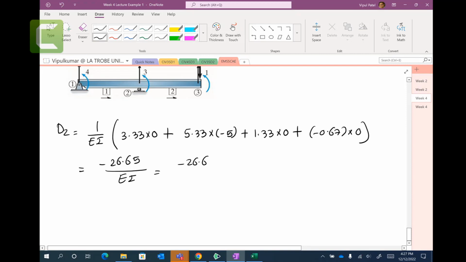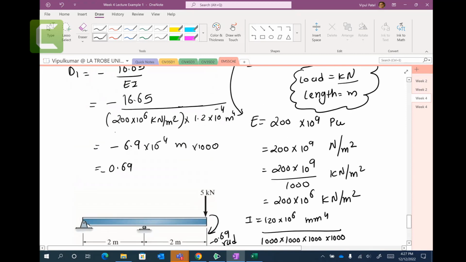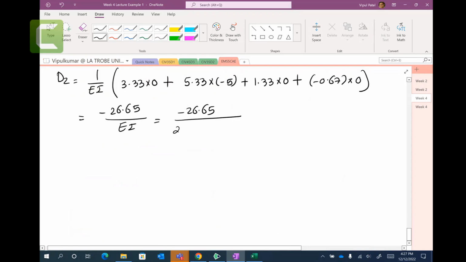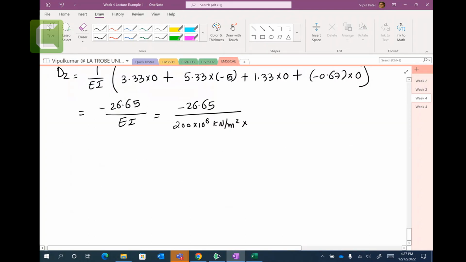Similarly, you can substitute the values. E was 200 times 10 to the power 6 kilonewton per meter square, times 1.2 times 10 raised to minus 4 meter to the power 4. So minus 26.65 divided by 200 times 10 to the power 6 times 1.2 times 10 to the power minus 4, you get 1.11 times 10 raised to minus 3 meter. And if you multiply by thousands, you get 1.11 millimeters.